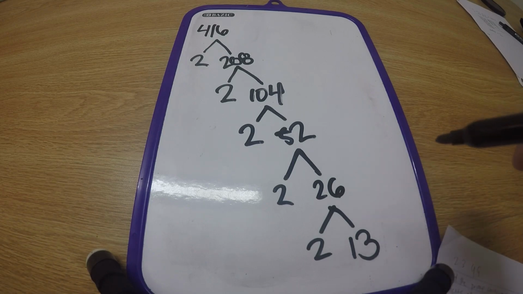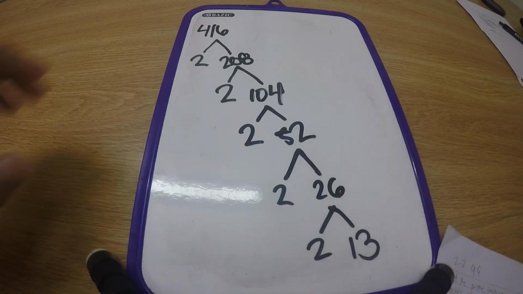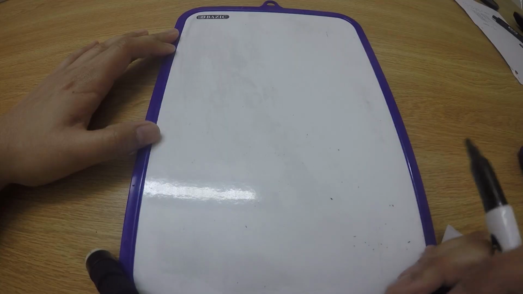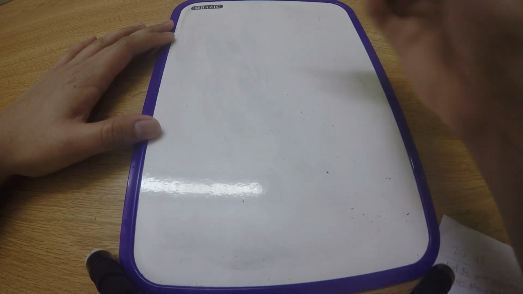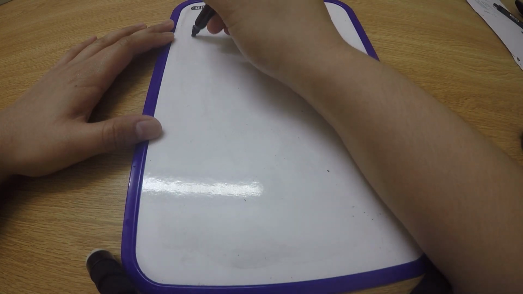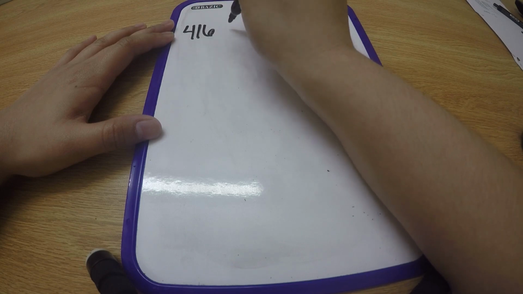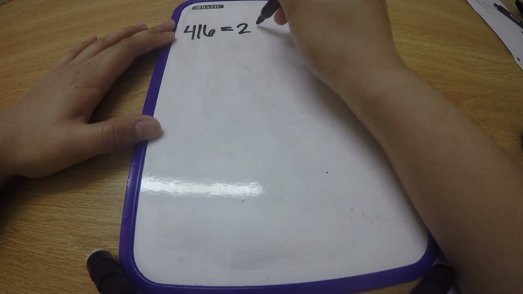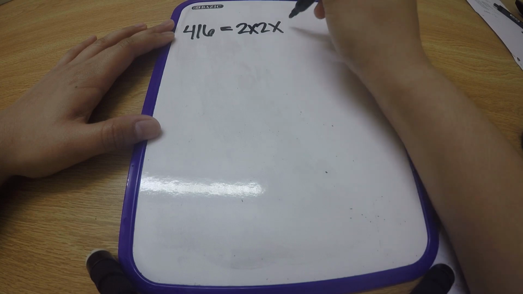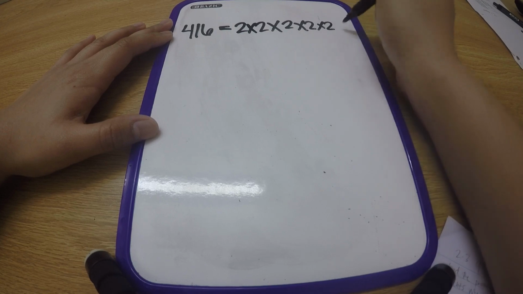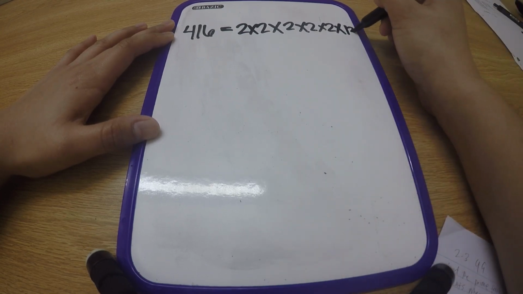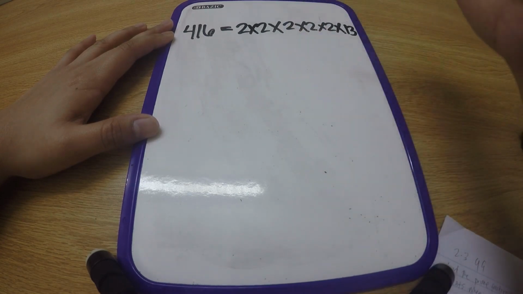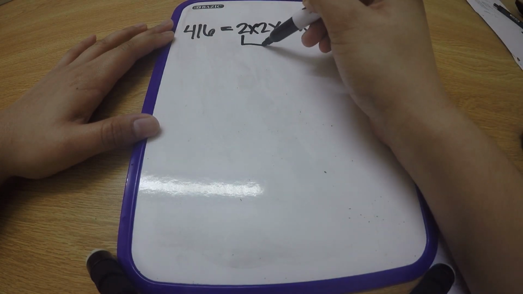So how do you know if you got the correct answer? I will show you. So we got five 2s and one 13. 416 equals 2 times 2 times 2 times 2 times 2 times the last number, which is not divisible by 2, 13. So what I like to do, and it's easier for me, is that I do this.